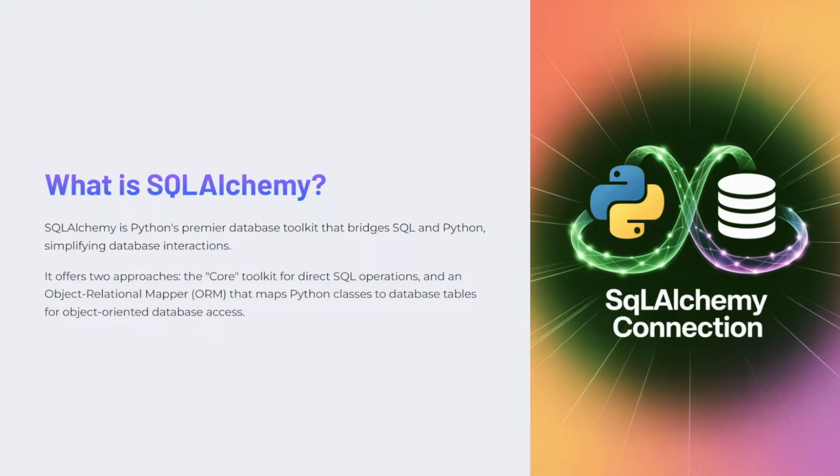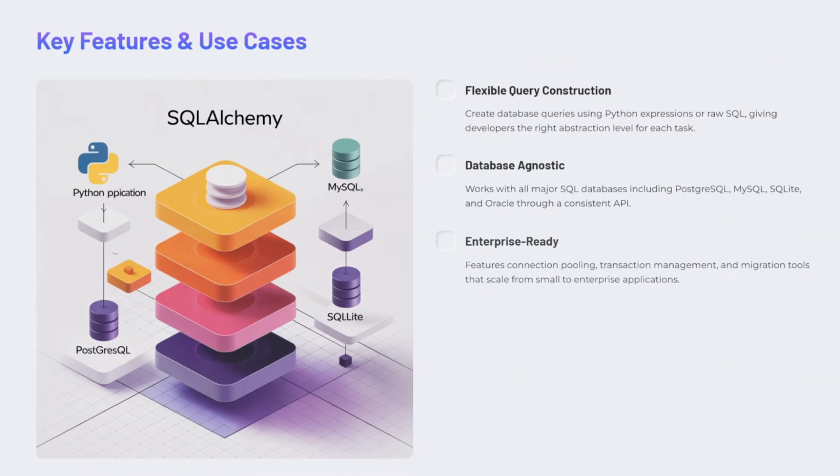SQLAlchemy. So SQLAlchemy is Python's premier database toolkit that bridges SQL and Python, simplifying database interactions, and it offers two approaches. The core toolkit for direct SQL operations and an object relational mapper that maps Python classes to database tables for object-oriented database access. So we are going to look at the key features and its use cases.